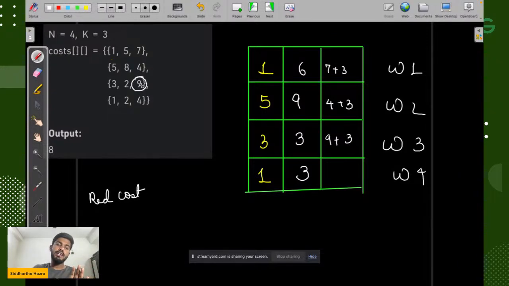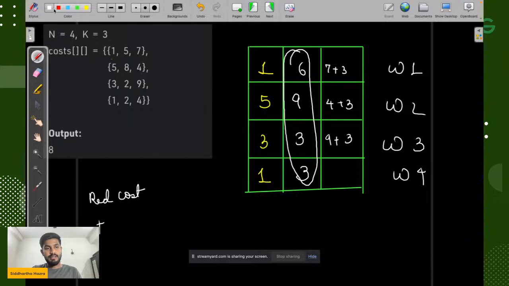Suppose to paint it with this one, I first require 9. Suppose I have decided that I would paint it with red, then the cost of red will be needed. So to paint it with red, I would require the cost of red first, and then the minimum cost apart from red. Okay. So basically, we are finding the minimum among all this except this.